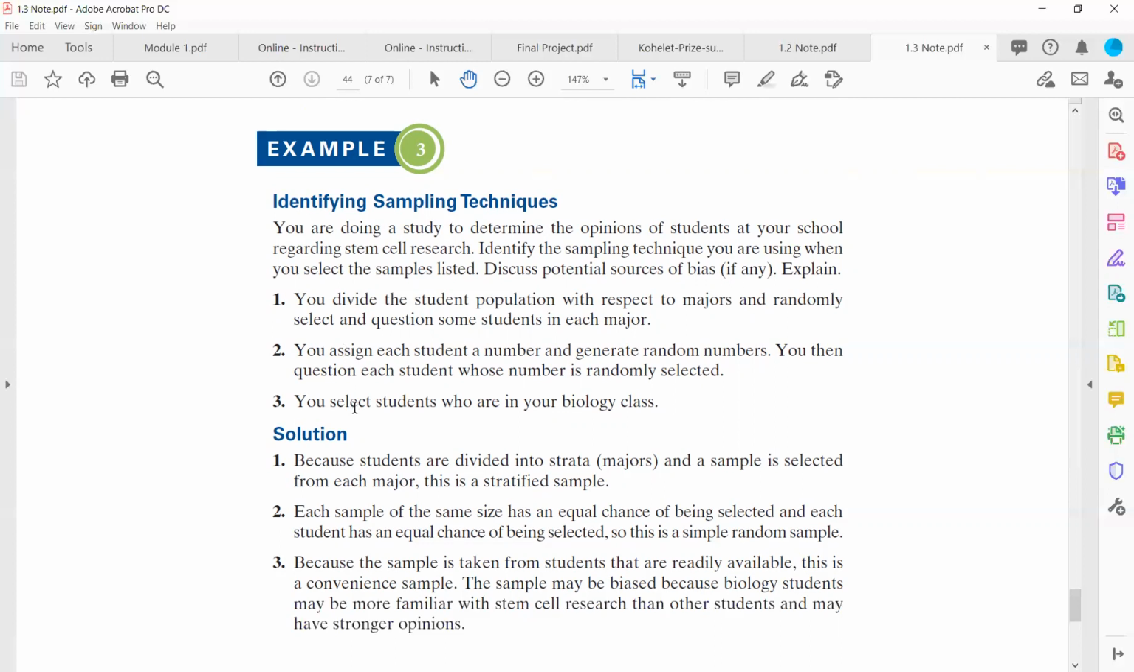3, okay. You decide to just ask students who are in your biology class. If you think about it, it's very convenient for you as a statistician to, instead of going to campus and asking random students, select students who are sitting next to you in your biology class. This is a bias. In this case, we say that we have convenience sampling, which is biased. As a statistician, you have to avoid convenience sampling.